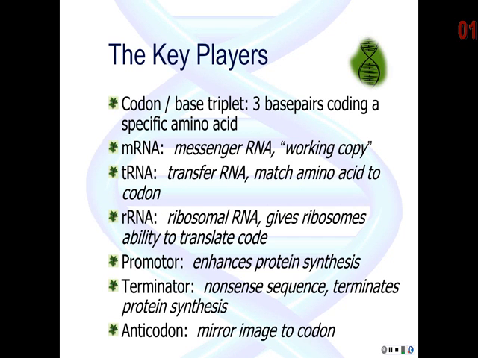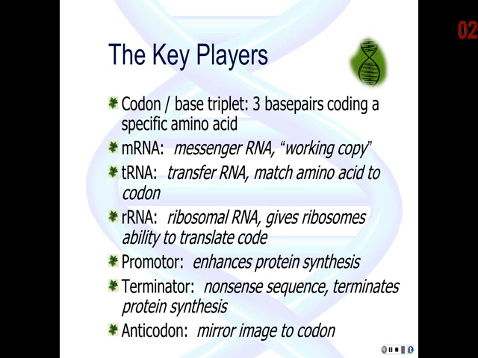The ribosomal RNA, or rRNA, is going to be present in the ribosome. This helps give it the ability to translate the code as it is part of the structure and read the instructions to build the protein. The promoter is a sequence at the beginning of the gene that will enhance protein synthesis. It is part of the regulation of protein synthesis, so we know which proteins to make when. The terminator is a nonsense sequence at the end that terminates protein synthesis. By nonsense, we mean that it does not code for an amino acid at all.